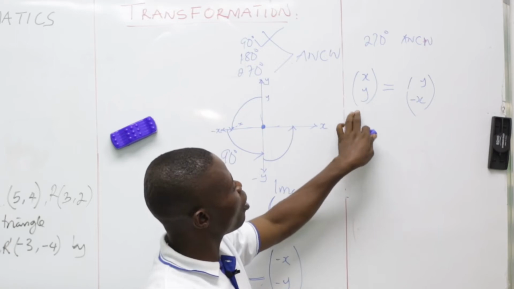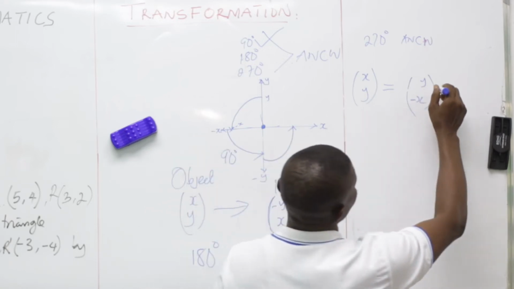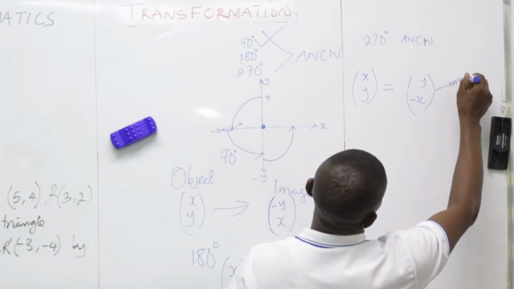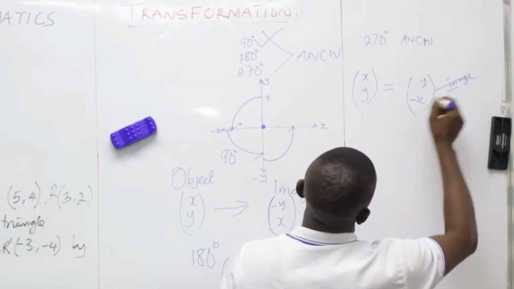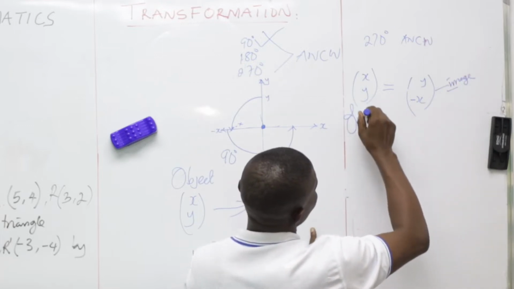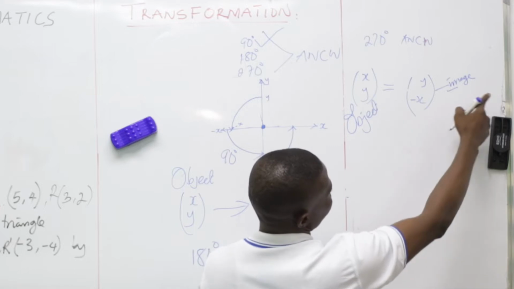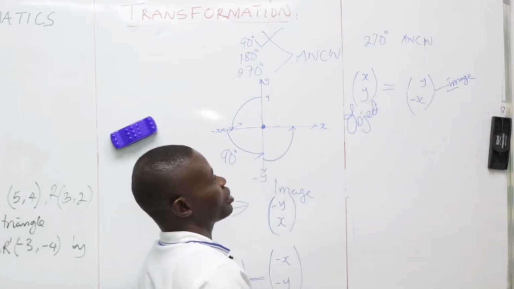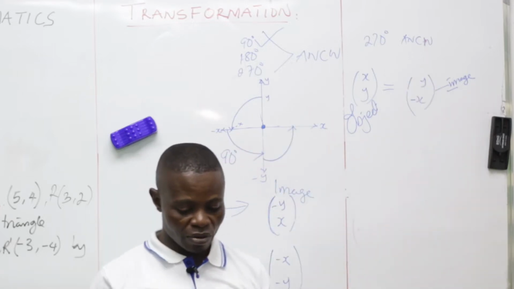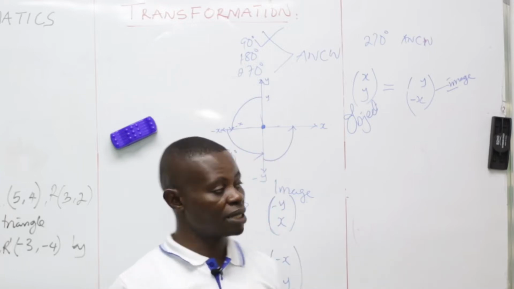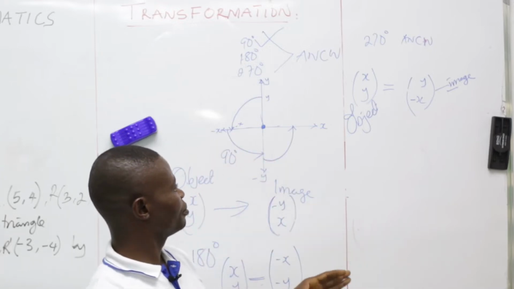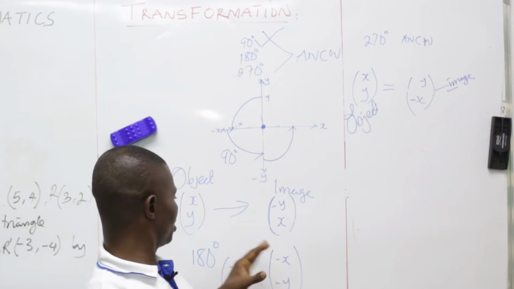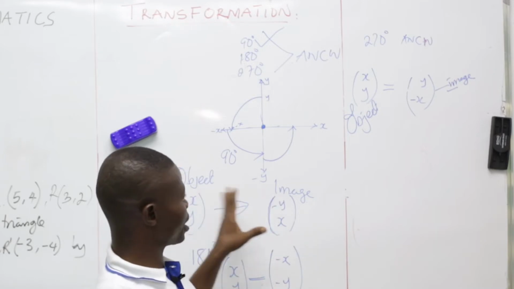So the formula or the image, this is an image of this object, is what? Y comma minus x. Now let us see some examples, because if I keep talking, it will look as if it's just a story I'm fabricating.